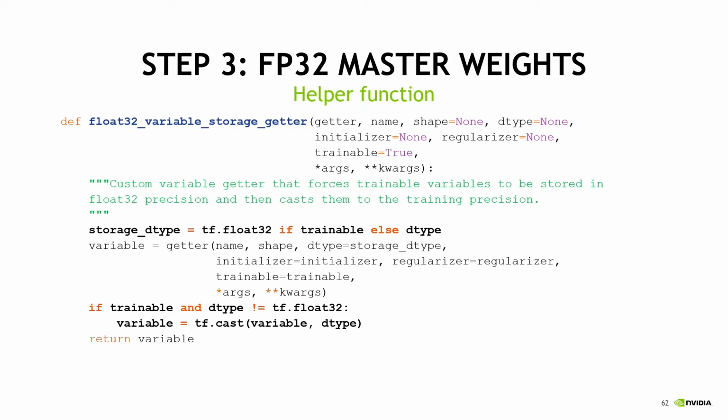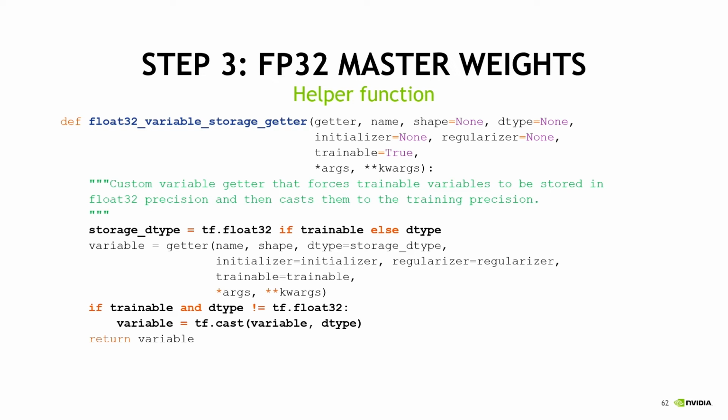We're then just going to call back to the original getter function, the wrapper. And then we're going to add the cast here. So again, if it's trainable and it wasn't already a float 32, then we're going to cast this to the type that was actually requested.